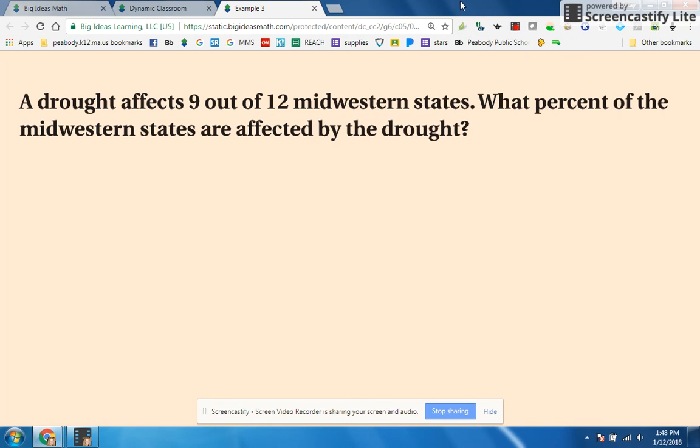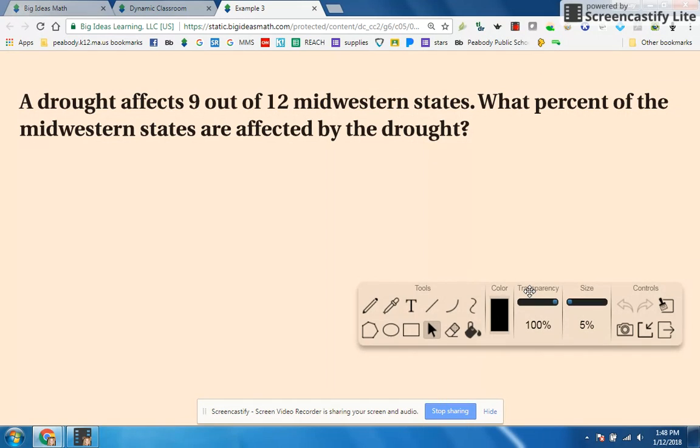So try this one. Here's one like the one in the notes. It says a drought affects 9 out of 12 Midwestern states. What percent of the Midwestern states are affected by the drought? We're going to take the information that they gave us and write it as a fraction. So 9 out of 12. And now we want the denominator to be 100 because we're trying to make it a percent.